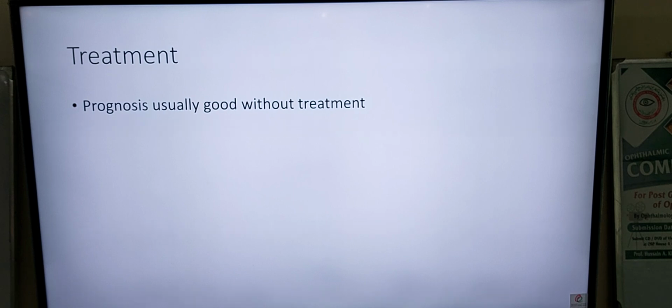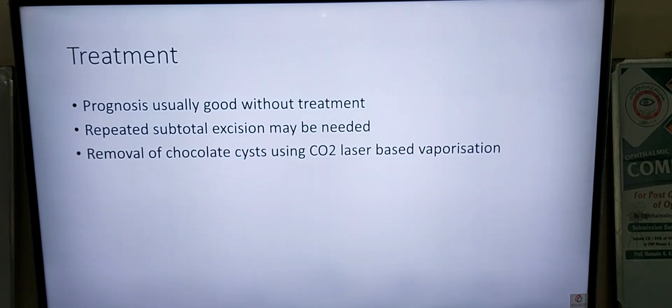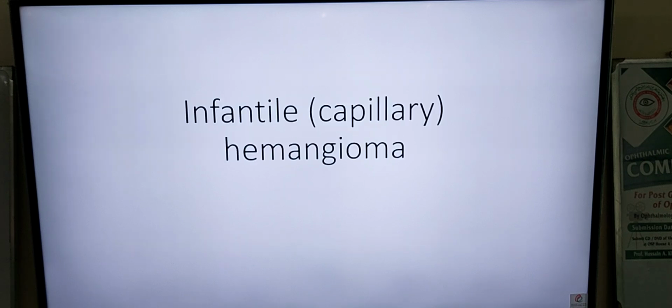ट्रीटमेंट में प्रोग्नोसिस इज यूजुअली गुड विदाउट ट्रीटमेंट. इनकी भी ज़्यादातर हम एक्सीजन अवॉइड ही करते हैं क्योंकि these are not encapsulated and they may also lead to a lot of bleeding if excised. However, if needed, we have to perform sometimes subtotal excisions repeatedly. CO2 laser may be used for the removal of chocolate cysts.